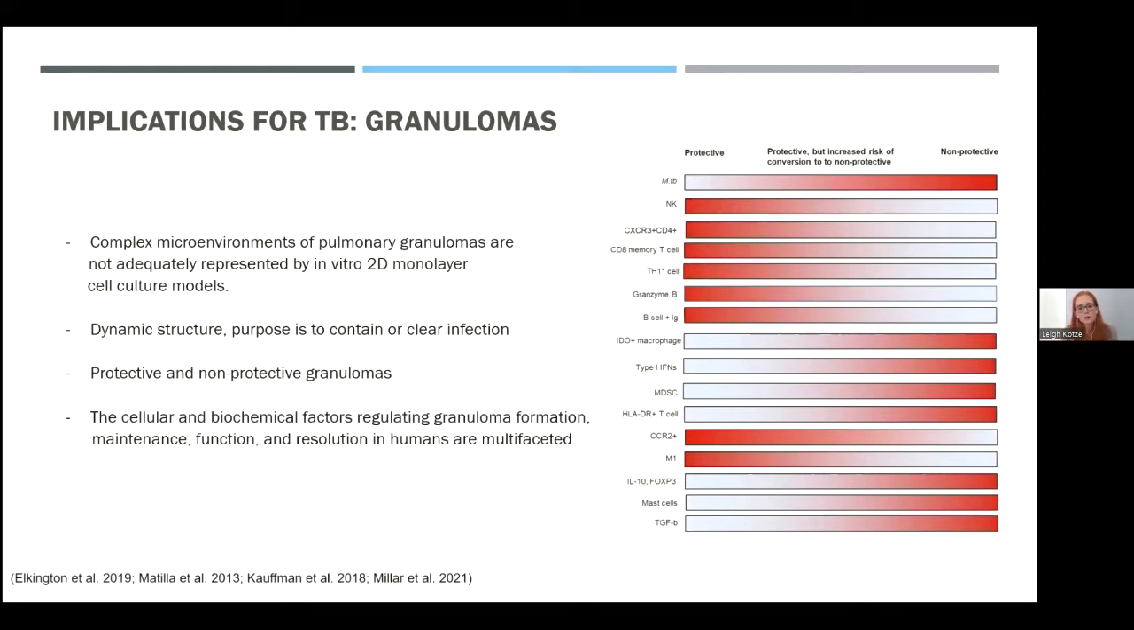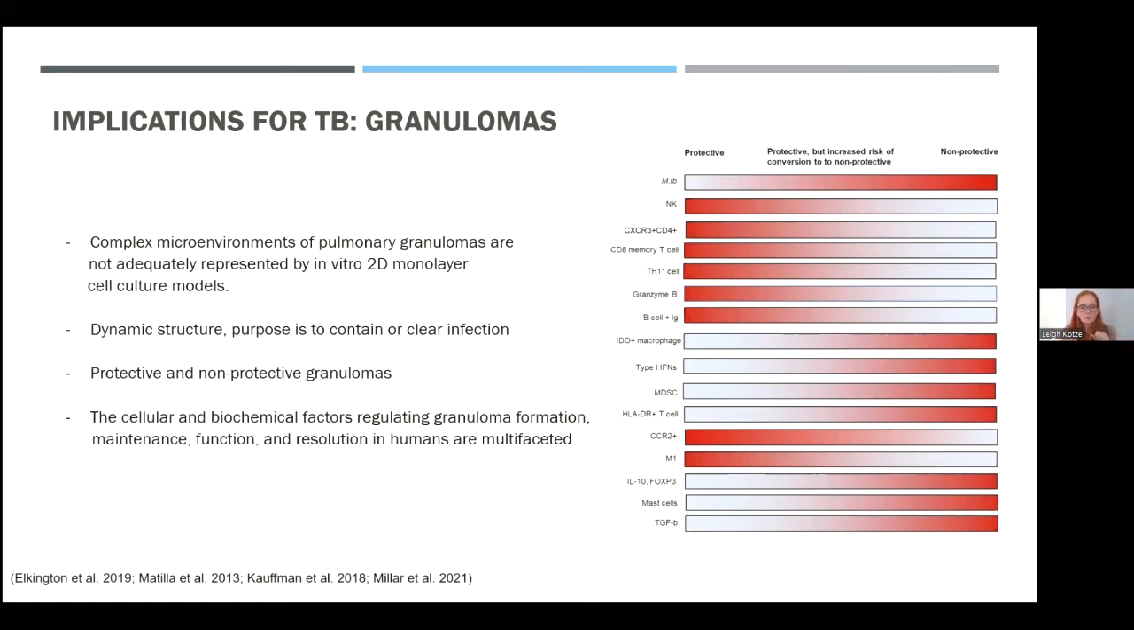So we also know that granulomas are highly dynamic, and although their function is to hopefully eliminate but normally contain infection, the reality is that granulomas could actually be protective or non-protective depending on the microenvironment of the host and the interplay with the invading bacteria. Therefore, by implication, the cellular and biochemical factors regulating granuloma formation, their maintenance and function, and also their resolution in humans are incredibly multifaceted. And this is where the field is in the process of identifying features, specifically of host immunity, that can tip the balance between restrictive and permissive granulomas.